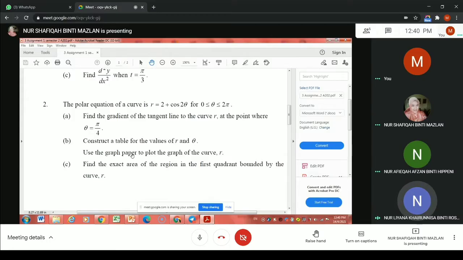For question 2a, this is quite tough for me. Who can help me to solve this question? It's me, Liana. I will help you to solve it.